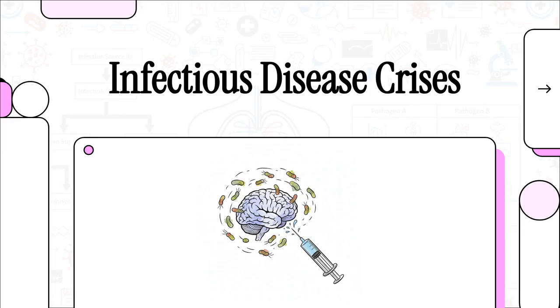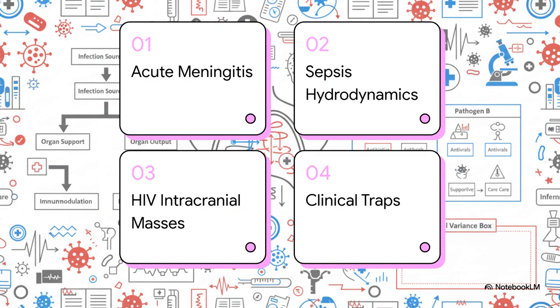Let's get to it. Here's our modular interventional ladder for today. First, we'll map out acute meningitis stratification and lumbar puncture timing forks. Second, sepsis hydrodynamics and antimicrobial resuscitation sequencing. Third, we're looking at HIV intracranial masses, specifically the toxoplasmosis versus PCNSL decision boundaries. And finally, clinical reconciliation and disruptive stewardship traps.